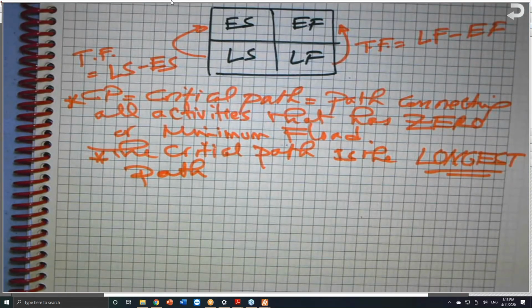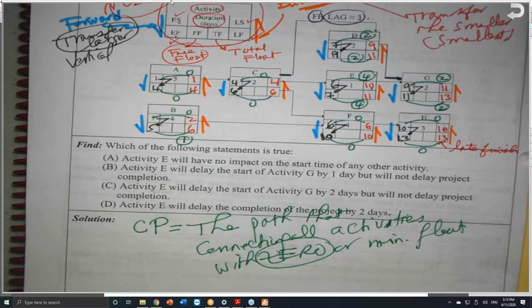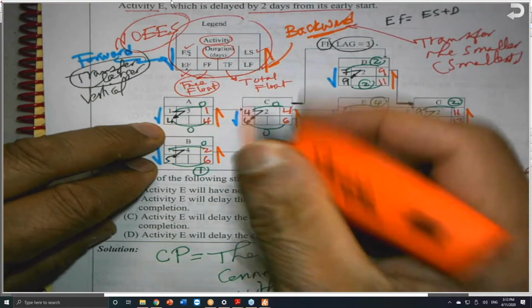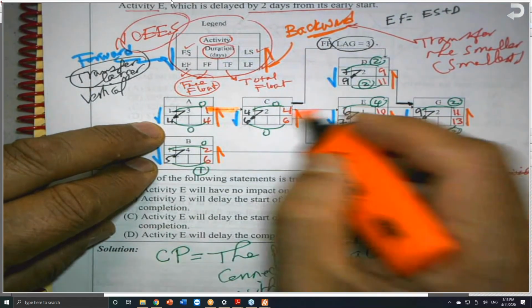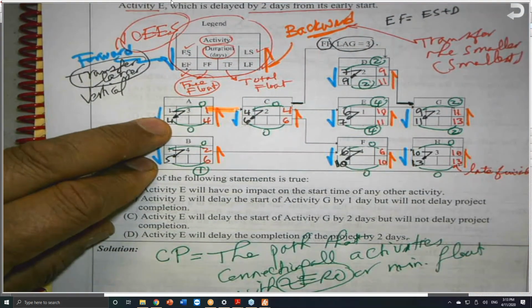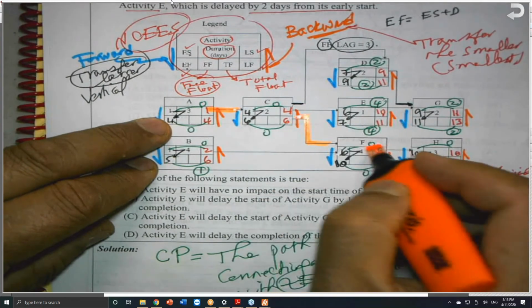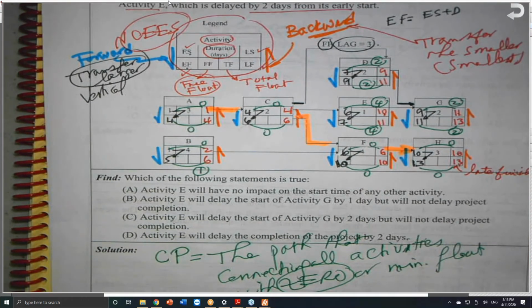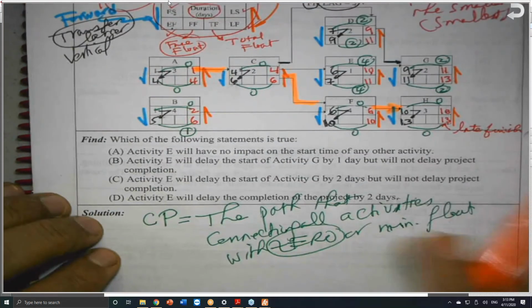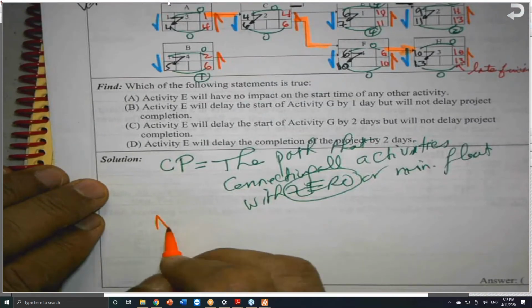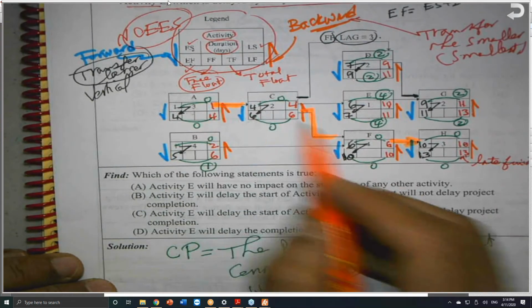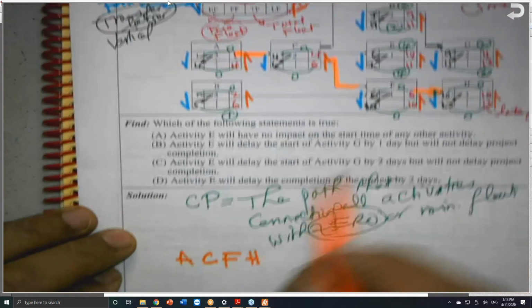I wrote them here. If you look at this, you will find that the critical path, we'll start with this has a 0 and this has a 0, but I have to go through C. So A to C, and from C I will go to F, and from F I will go to H. And I'm sure you're going to ask another question in just a minute. This is A, C, F, H.